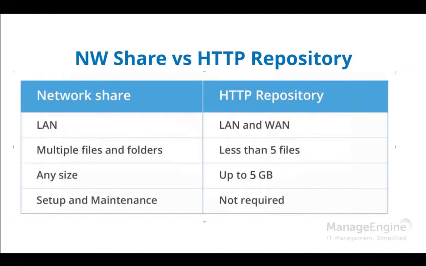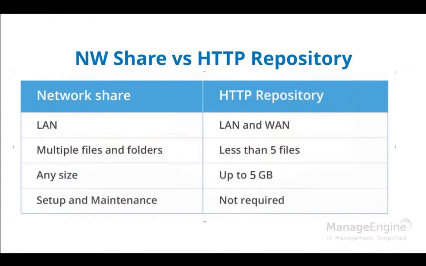In terms of HTTP repository, that is for the WAN environment, you can give access to the LAN share, the local share, but it is a costlier operation because you have to make perimeter-level changes, giving access through your firewall. So it is not highly recommended. We use HTTP share for WAN machines specifically.